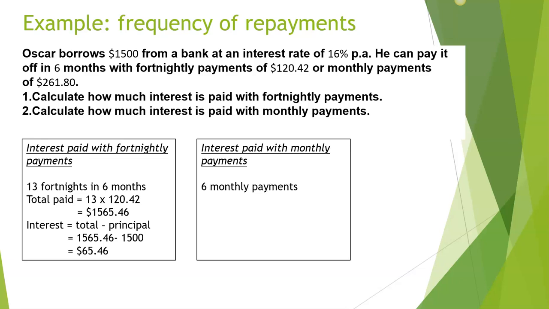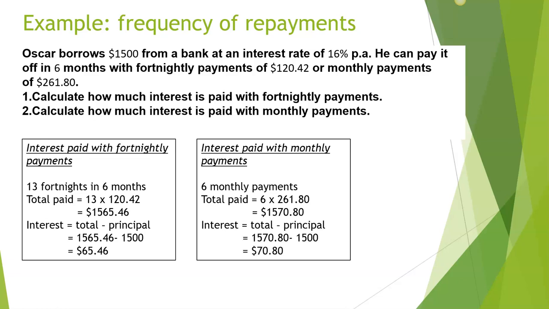What about if he made monthly payments? So there are 6 monthly payments in 6 months. So his total paid is 6 lots of $261.80, or $1,570.80. So the interest that Oscar paid by paying monthly is $70.80. And we can see that monthly means that it's $5.34 more expensive than fortnightly payments.